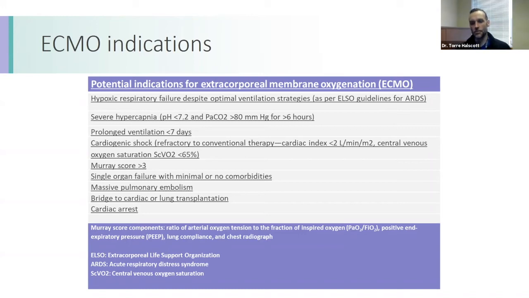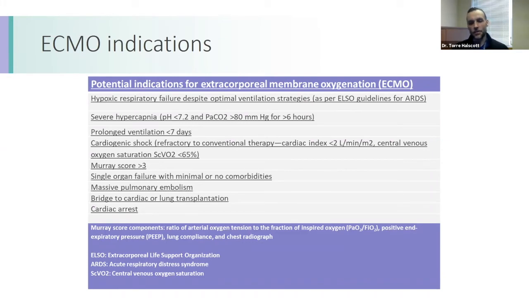So ECMO can be a benefit for some patients to help them get over the hump over a course of a few days. That's not always the case. Cardiogenic shock that we're not able to fix in other ways. A Murray score is something we utilize in the ICU somewhat uncommonly. ECMO is the majority of the time what we use it for. And there's the components of it down there, so you don't need to belabor that.